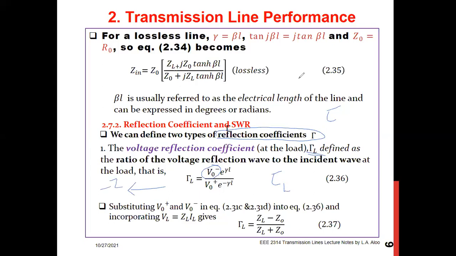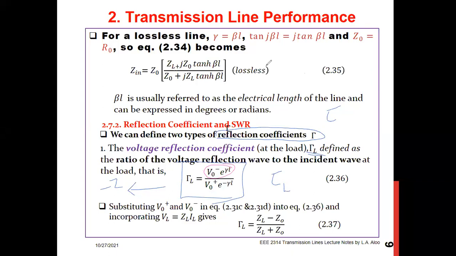Z direction. Okay. And the incident voltage wave, or the positive traveling voltage wave, will be represented in terms of an amplitude, which is V naught positive. And so we will now have the expression for determining the voltage reflection coefficient being given by what we have in equation 2.36. This term on the numerator represents the backward traveling voltage wave, or the reflected voltage wave, V naught negative exponential gamma L.